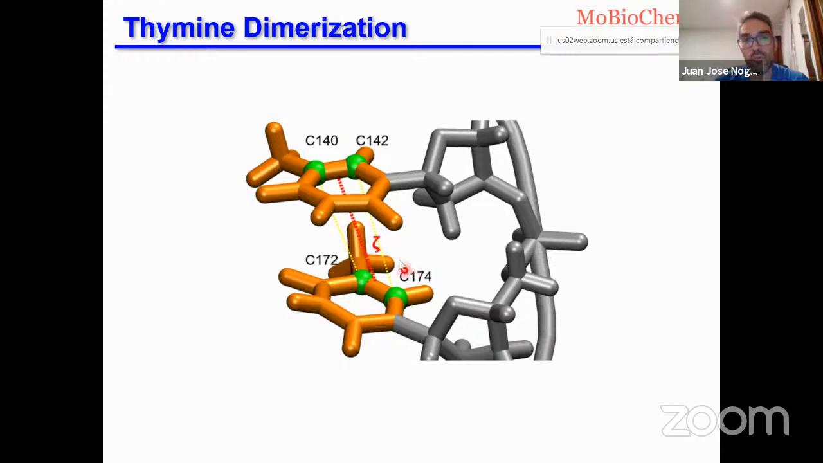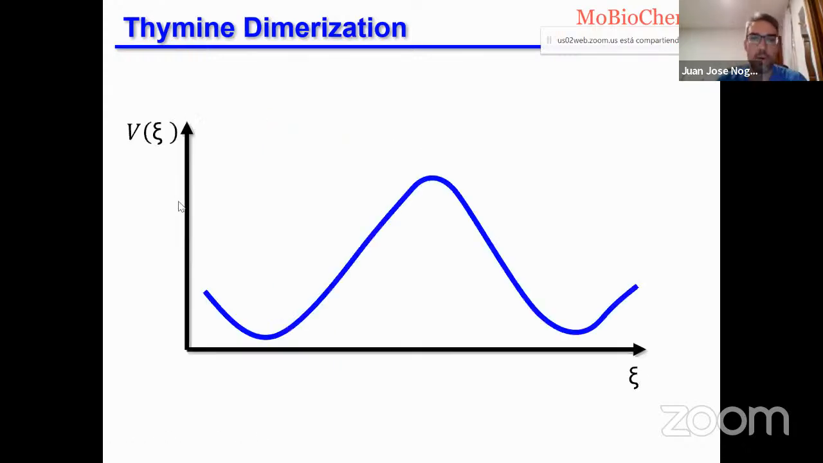So we are going to define the center of mass between these two atoms and also the center of mass between these other two atoms. And then the distance between the two centers of mass will be the reaction coordinate. And this reaction coordinate will go from, for example, 4.5 angstroms to 1.3 angstroms. So this will be our reaction coordinate. Okay, so we have our reaction coordinate.